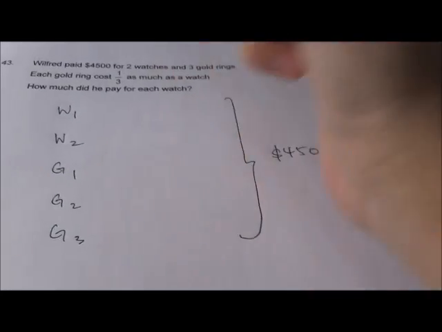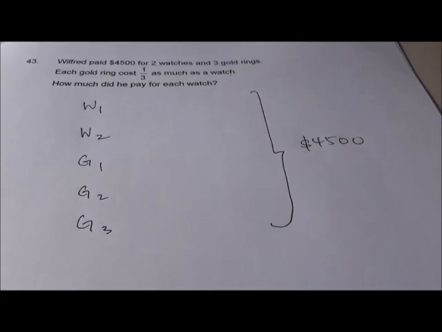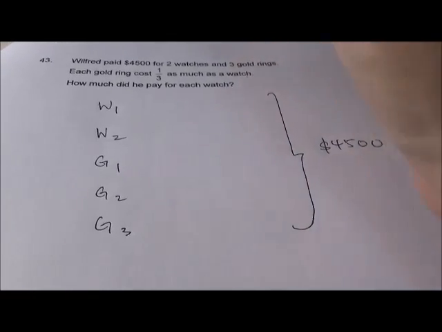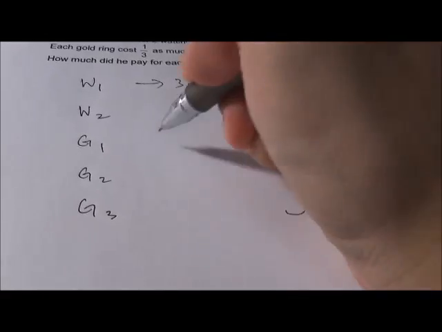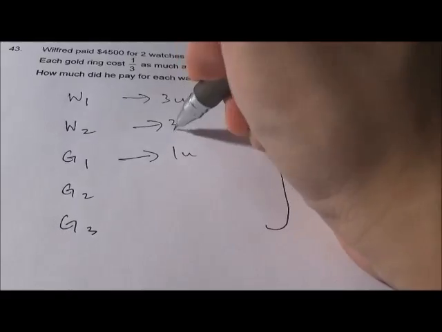$4,500. Okay, we know that each gold ring costs 1/3 as much as a watch, which means the gold ring is cheaper than a watch. That means the watch is 3 units. The gold ring must be 1 unit. That's how we get 1/3. Okay, so this is also 3 units, 1 unit, 1 unit.